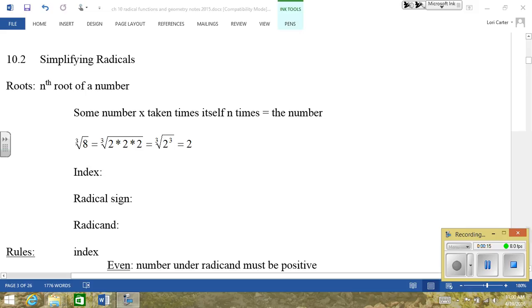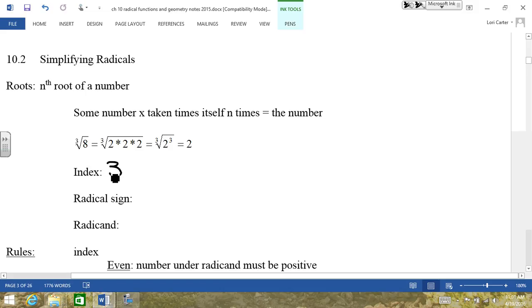All right, so when we're going through this, the first part is vocabulary. So when I'm talking, you know what you're looking at. There's three parts to this: an index, a radical, and a radicand. The index is the number on the ledge. It tells you what root you're taking. So the index for this one is 3. The radical sign is just the radical sign.